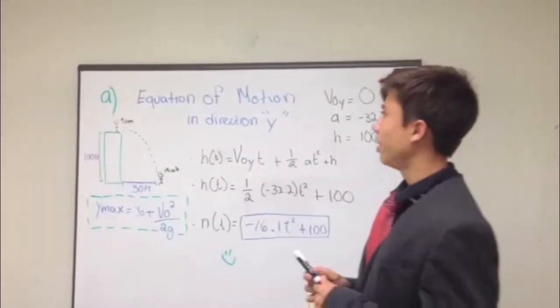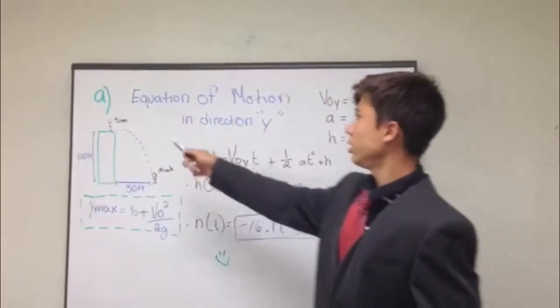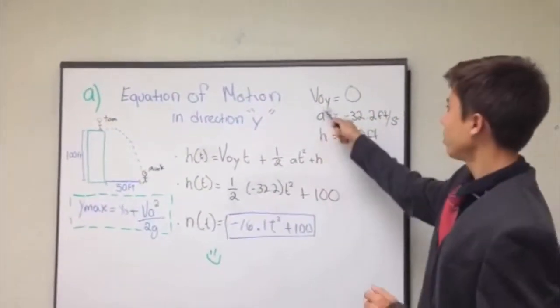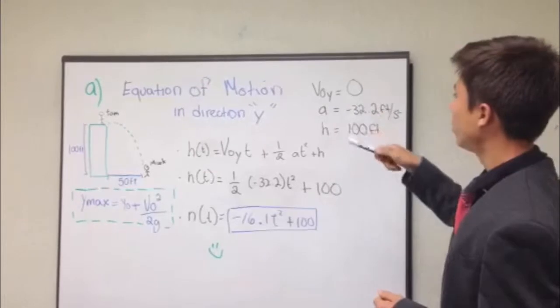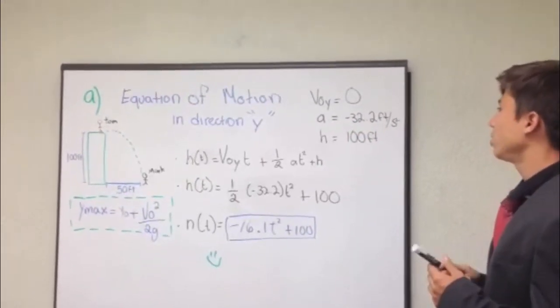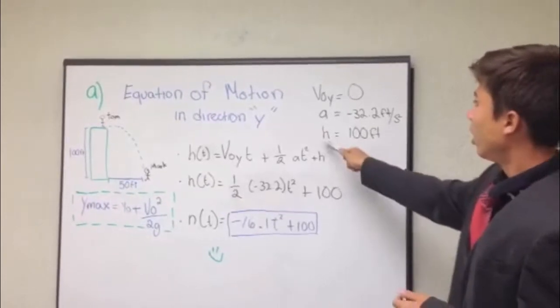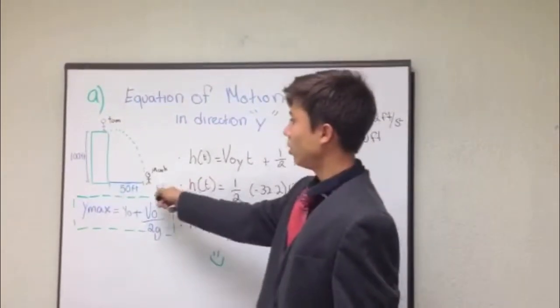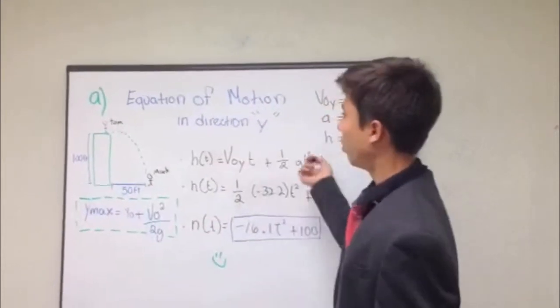Explain question number 8 of the project. This is the equation of motion in direction y. These are the variables: initial velocity equals 0, acceleration equals minus 32.2 feet per second squared, and height equals 100 feet. This is a picture that represents the problem.